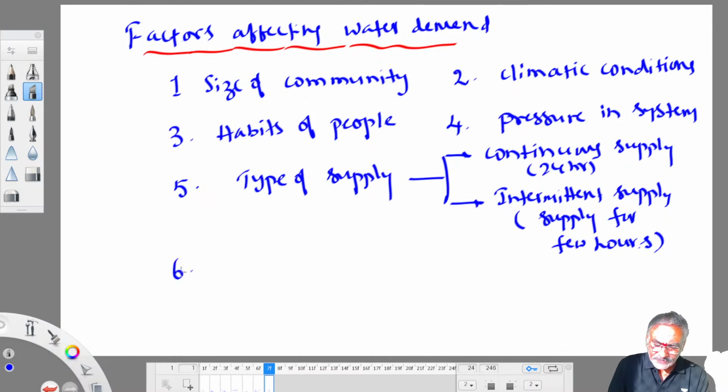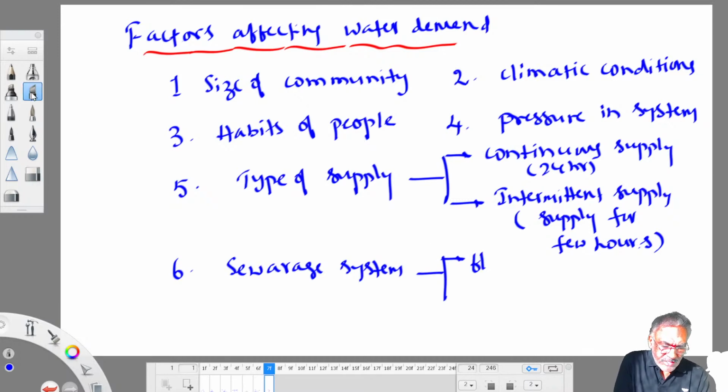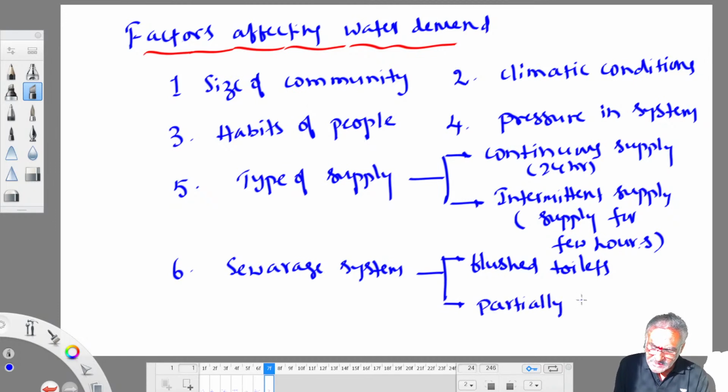The sixth one is what type of sewerage system is prevailing. That is, toilets with flushing arrangements in the entire community. Obviously, if flush toilets are in the entire community, they consume more water. Where partially flushed toilets are there, some people are using flush toilets and some people do not have them. Then they go outdoors for nature's call, carrying a mug full of water.